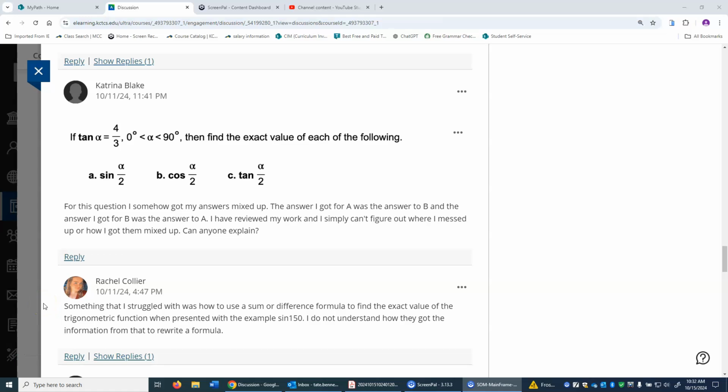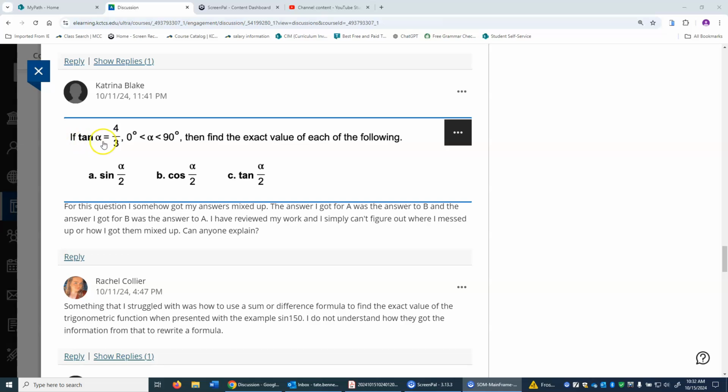So I saw your question on the discussion board. If tangent of alpha equals 4/3 and alpha is between 0 and 90 degrees, which means it's in quadrant 1, then find the exact value for each of the following: sine alpha over 2, cosine alpha over 2, and tangent alpha over 2.